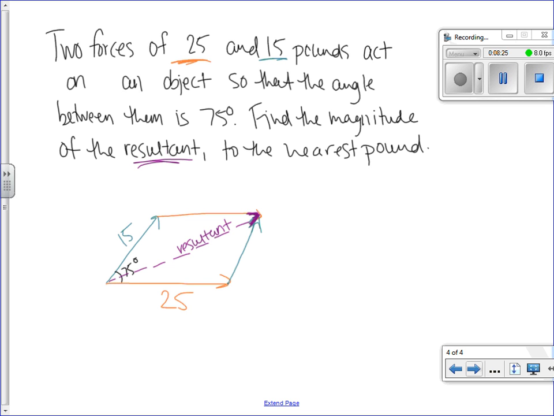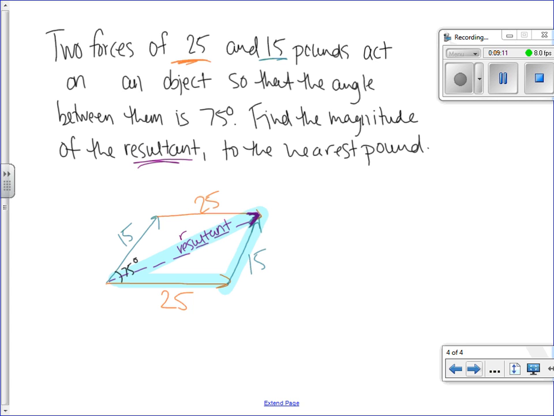Okay. Now, I need to use what I know about triangles and parallelograms to figure this out. Now what I'll do is I'll call this side R for resultant. And I know that this side is 15, and I know that this side is 25. Because if you look at this triangle right here, I'll look at the bottom one. You can look at the top one. I know two of the sides, and I want to find the third side. So right now we should all be thinking, hey, maybe law of sines, maybe law of cosines. That might help.